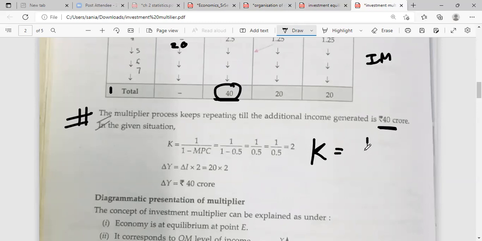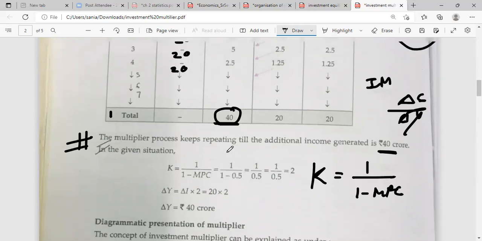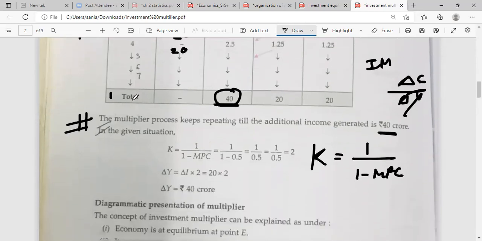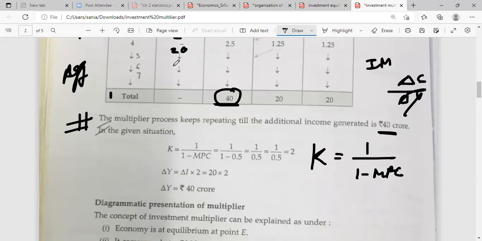And the formula is 1 upon 1 minus MPC. Clear? So you already know what MPC is, right? MPC is delta C upon delta Y, right? So when you do it, 1 minus 0.5. What is your delta? This 20 and 10, right? When you divide it, you will get 0.5. Right? So you have to remember the formulas from aggregate demand itself so that you can recall things.